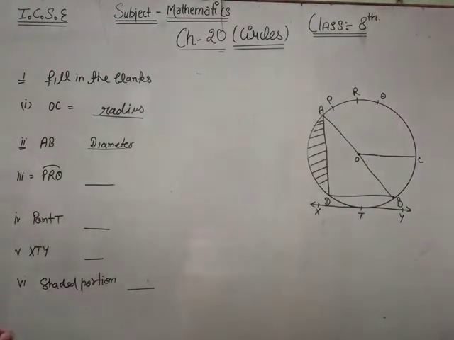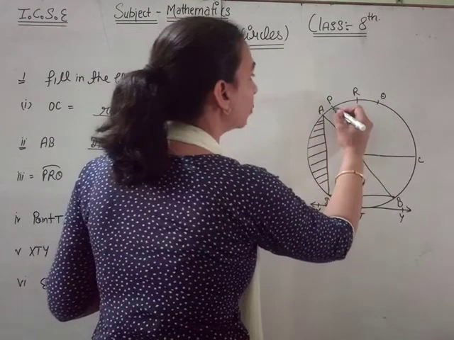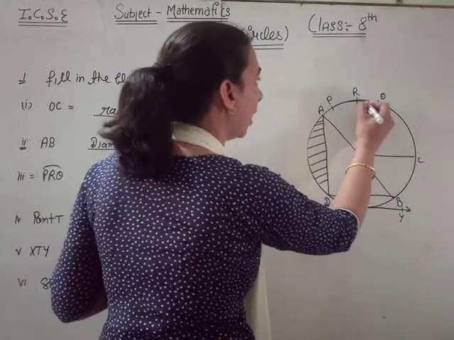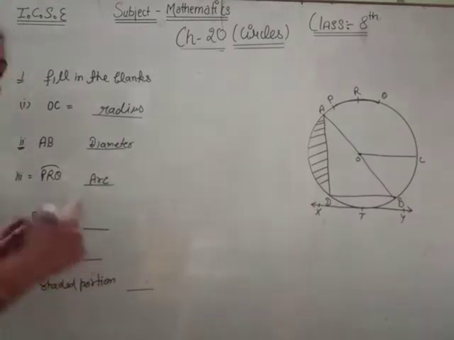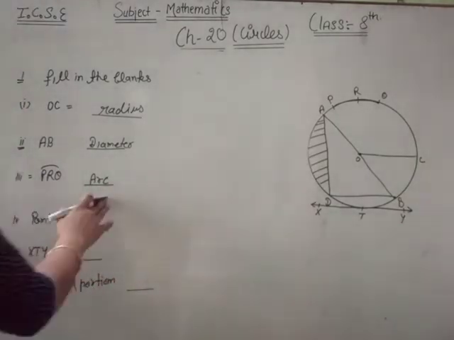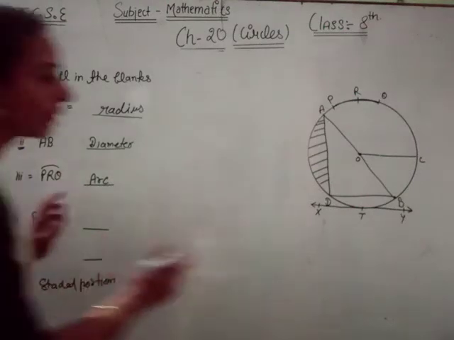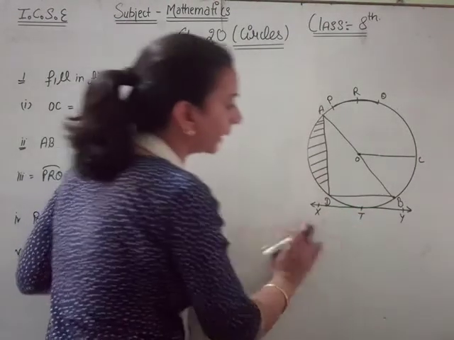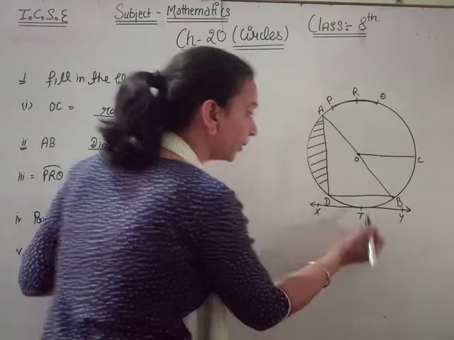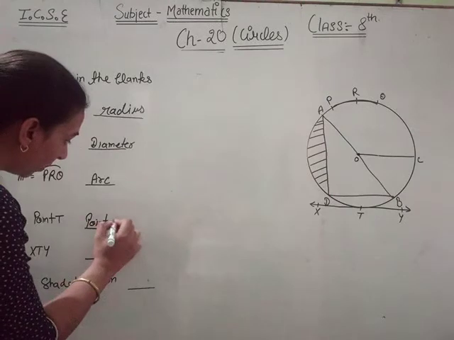Next is PRQ. Student, this is an arc of the circle. This is an arc and this is a minor arc. Okay, the arc of the circle or the minor arc of the circle. Next is point T. Student, point T is the point of contact where the tangent meets the circle. This is the point of contact.